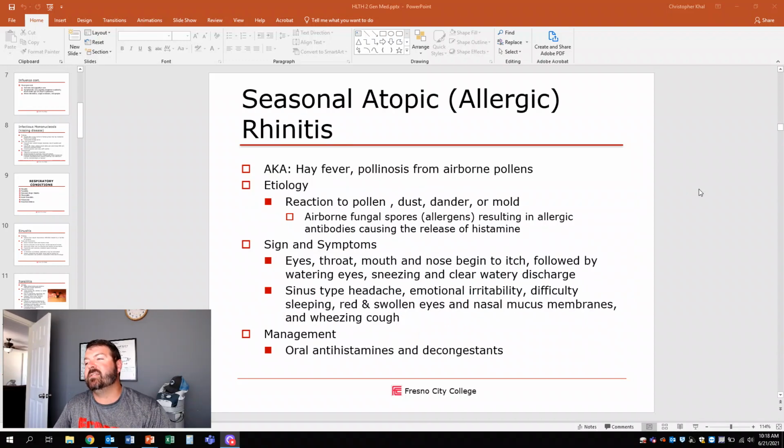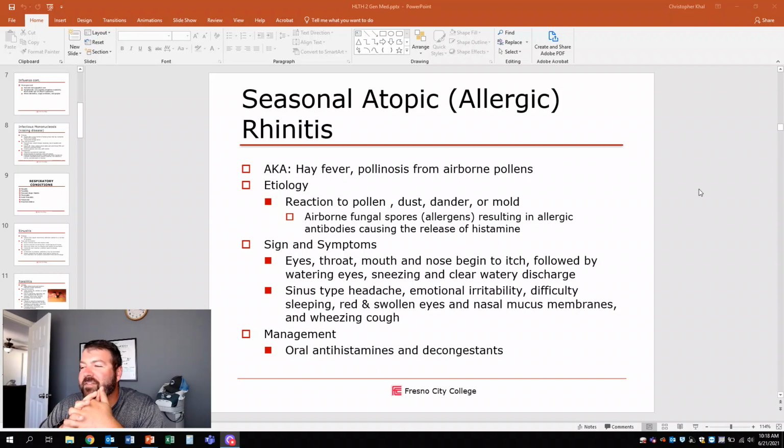All right, seasonal atopic rhinitis. This is everyone in the Central Valley that has allergies, which is 95% of the population. I do not have allergies, so I just see everyone else struggle, and I think I am blessed.